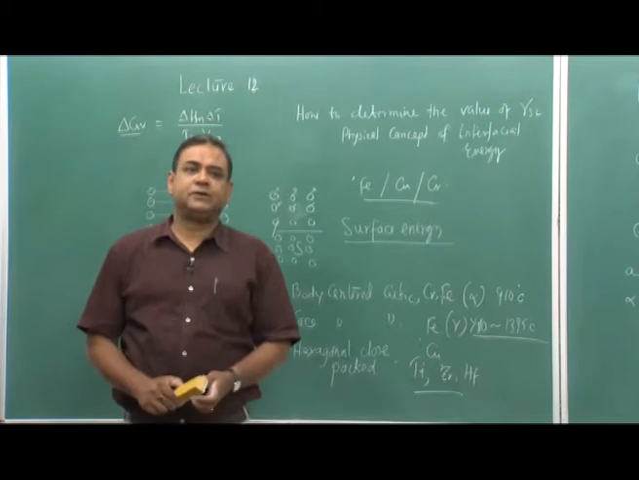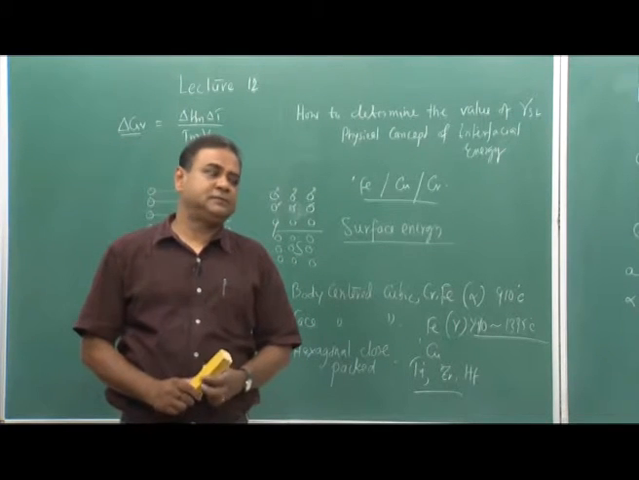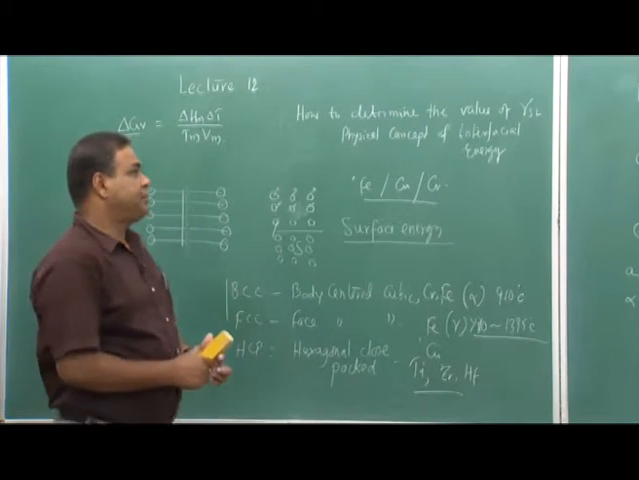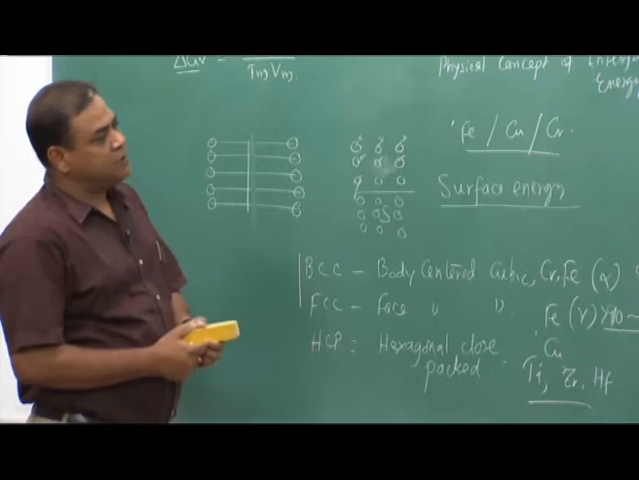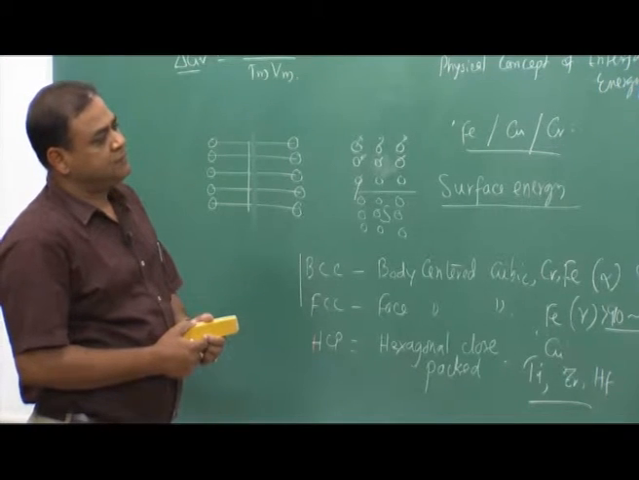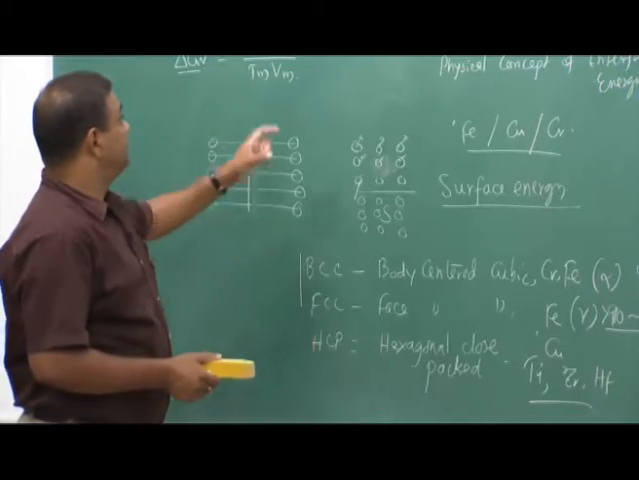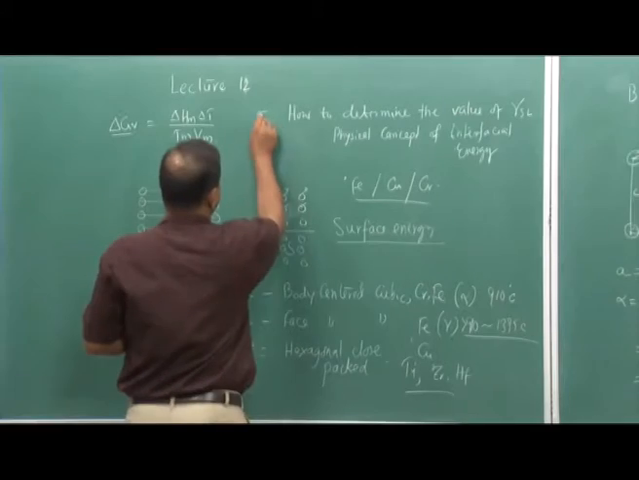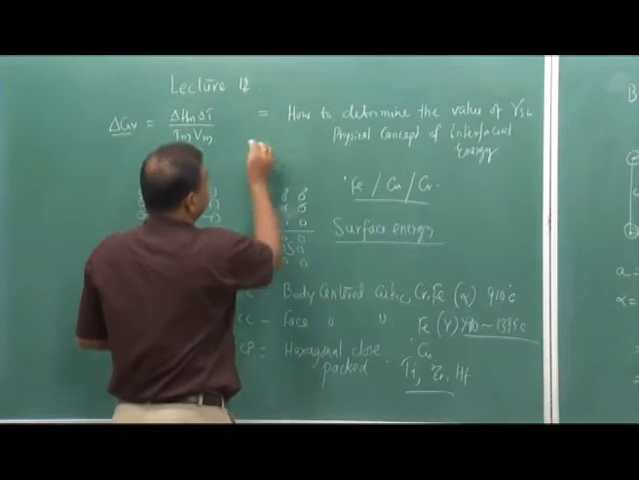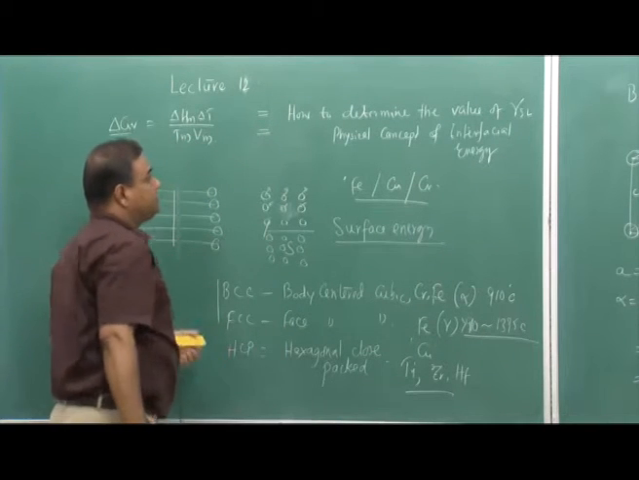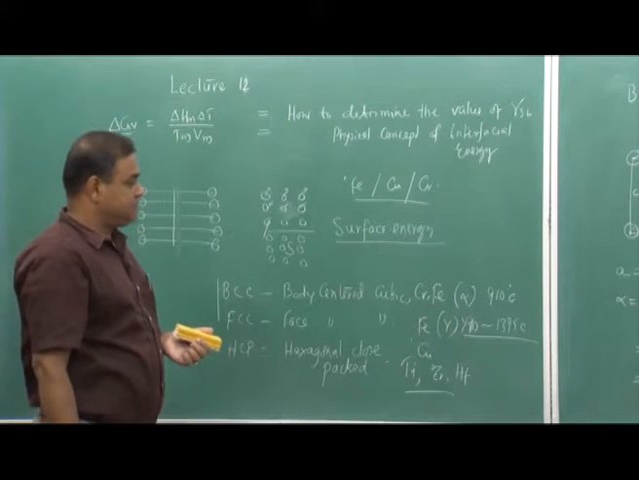Let us start our 12th lecture. The topic, we just continue where we have left in lecture 11. So, lecture 12 is basically how to determine the value of gamma SL and the physical concept of interfacial energy.